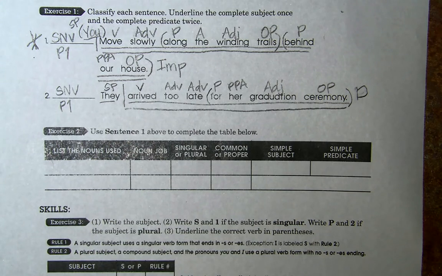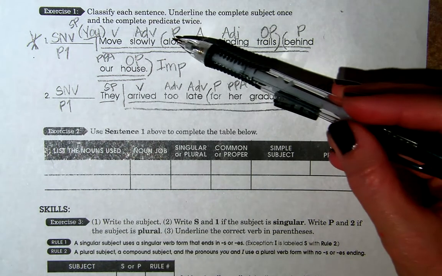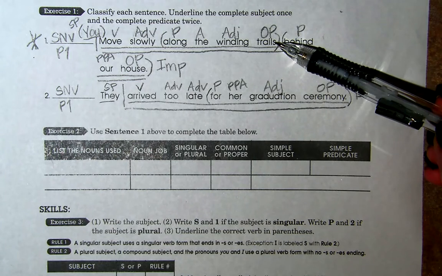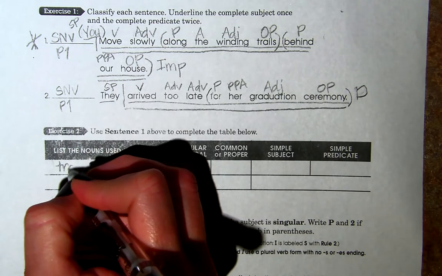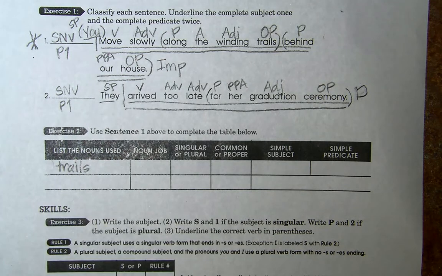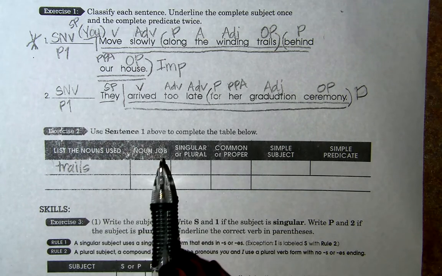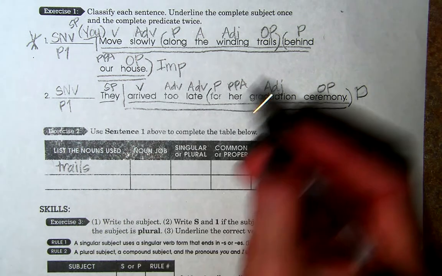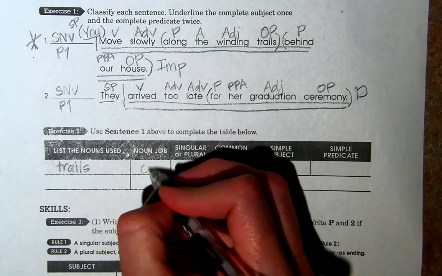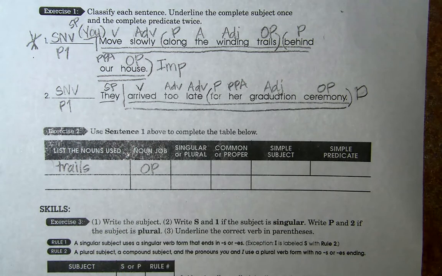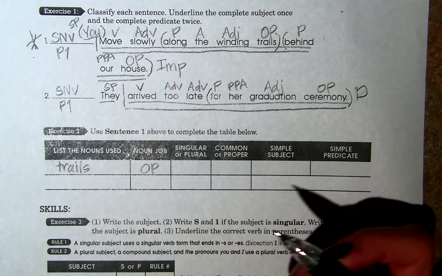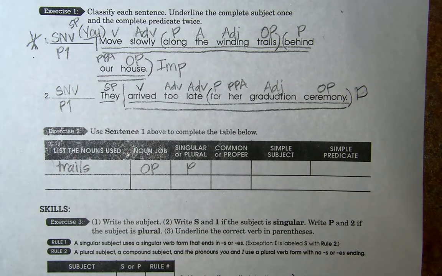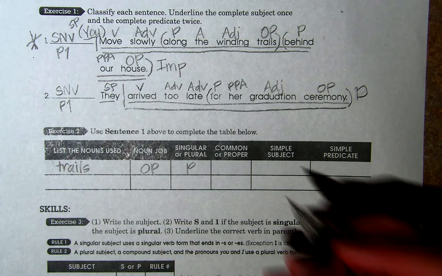So the first noun that I see as I go through my sentence is trails. So I'm going to list that word first, trails. What is its noun job or its function in the sentence? Well, it functions as however we labeled it, which is an object of the preposition. Is it singular or plural? Trails is more than one, so it's plural. Is it common or proper? Well, it's not the name of a specific trail, so it's common.